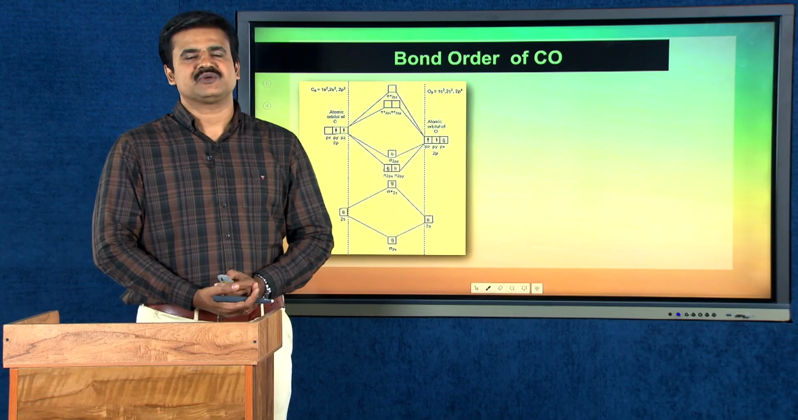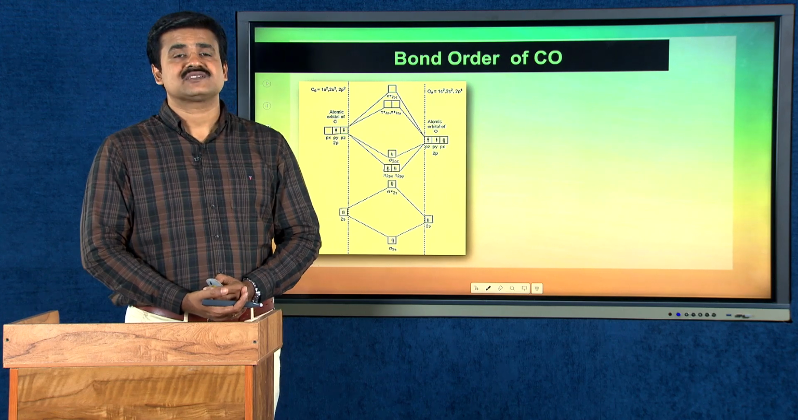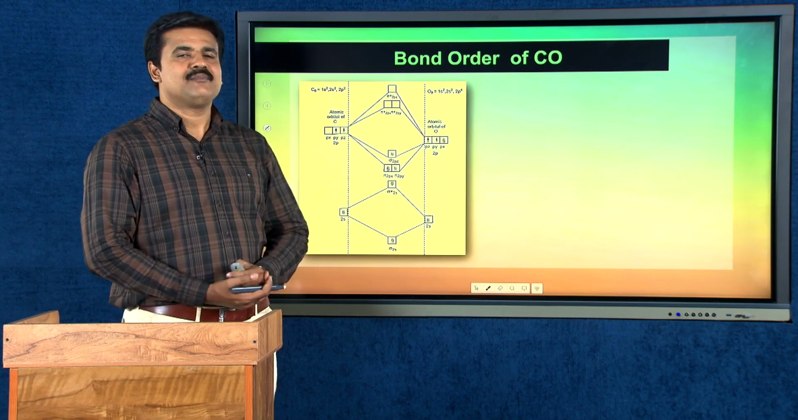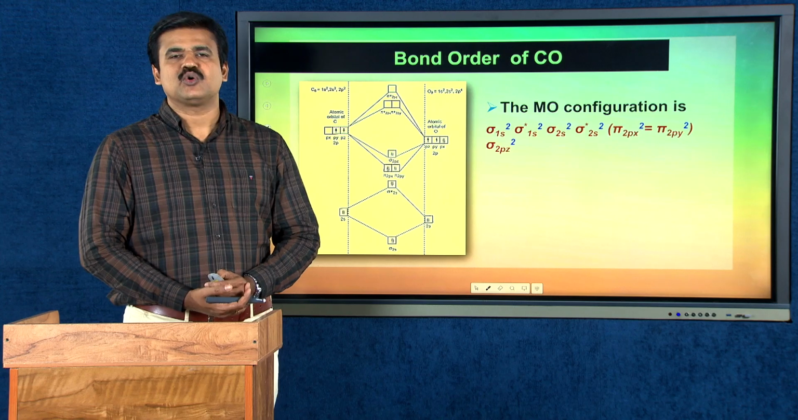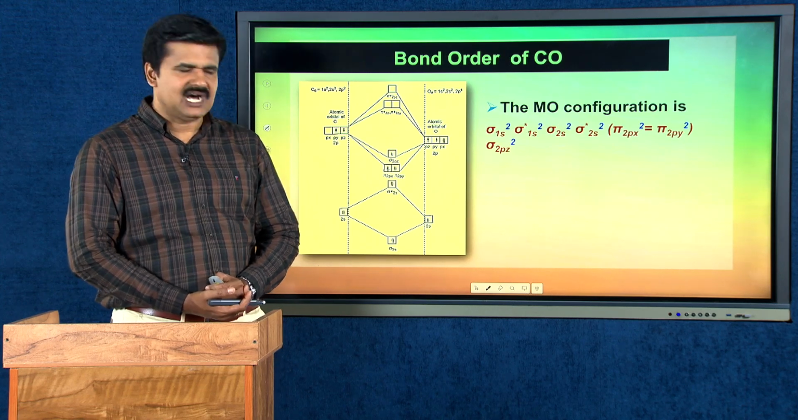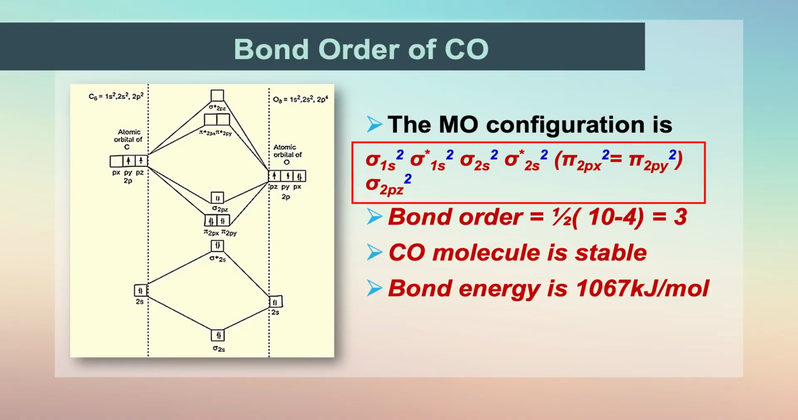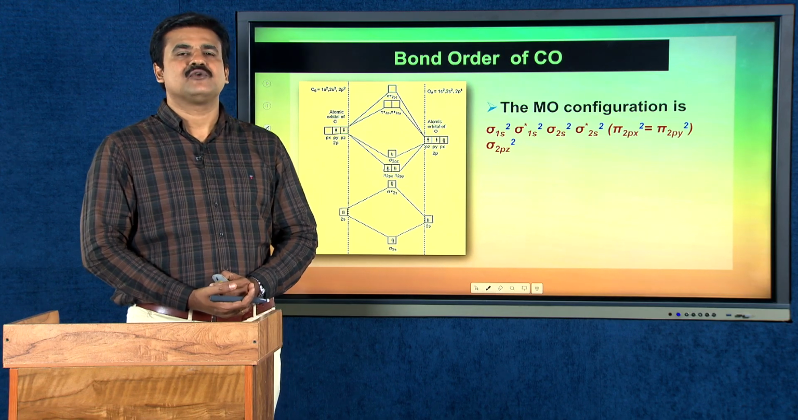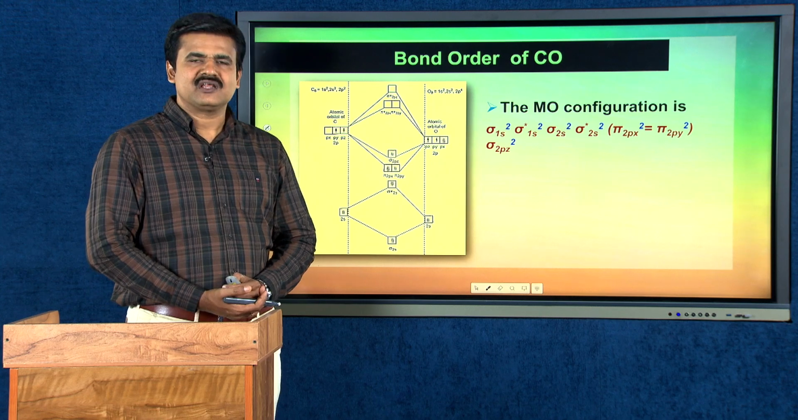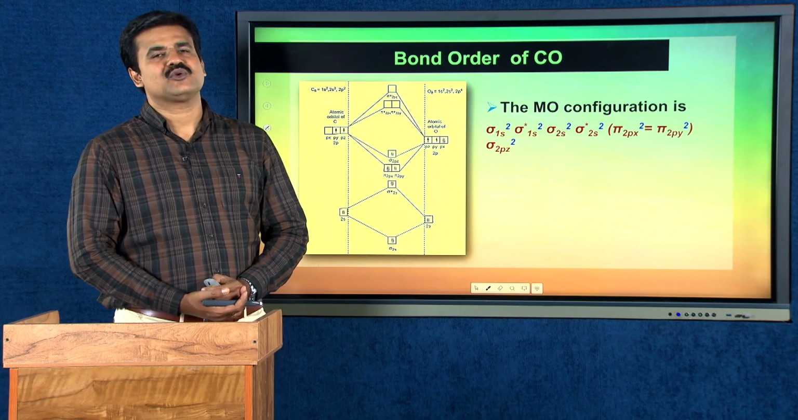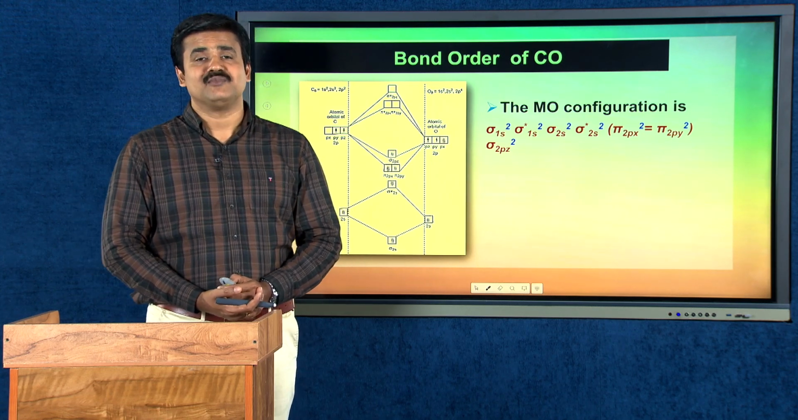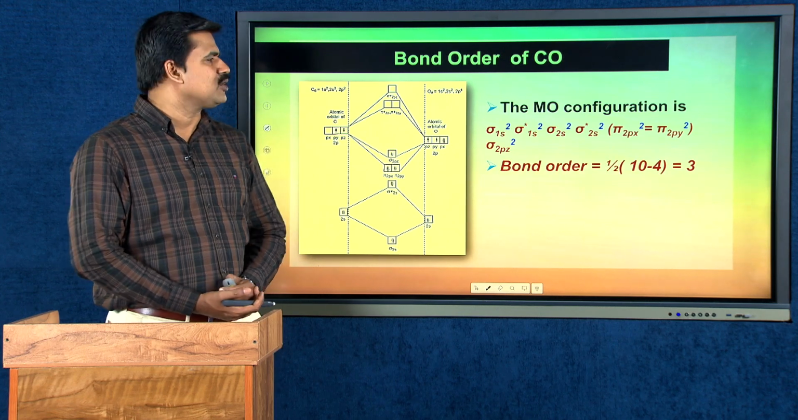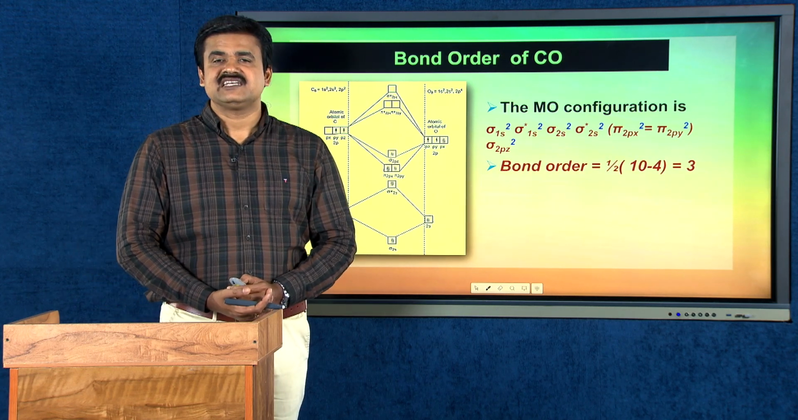Now, we have to consider the bond order of the carbon monoxide molecule. On looking into this MO diagram, we can write the MO configuration of the carbon monoxide molecule as sigma 1s2, sigma star 1s2, sigma 2s2, sigma star 2s2, then pi 2px2 equal to pi 2py2 and sigma 2pz2. This is the arrangement of the 14 electrons in the molecular orbitals, and based on this electronic configuration, it is possible to compute the value of the bond order, and the bond order value is equal to half into 10 minus 4, that is equal to 3.